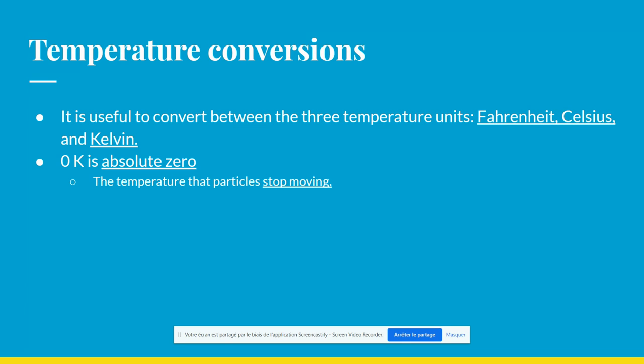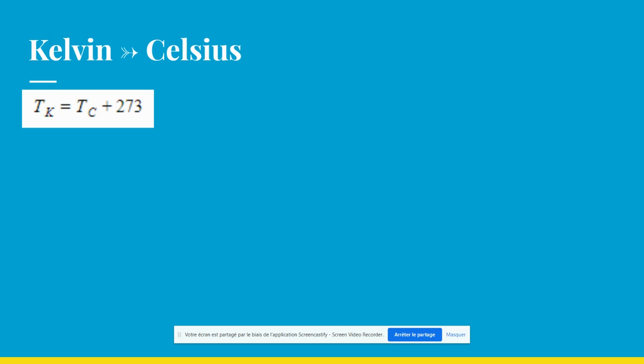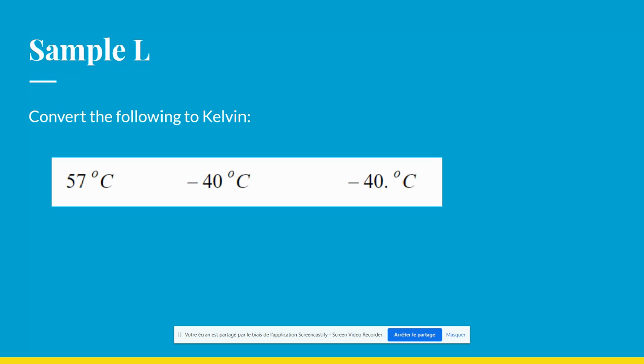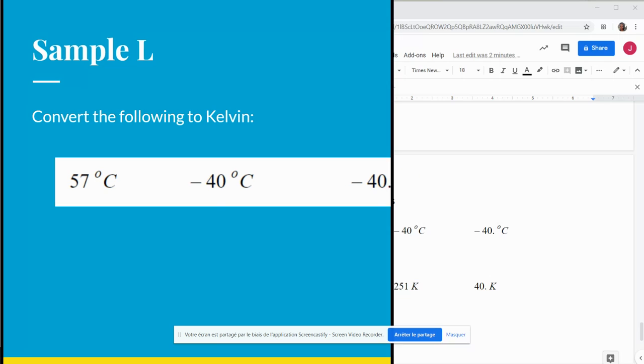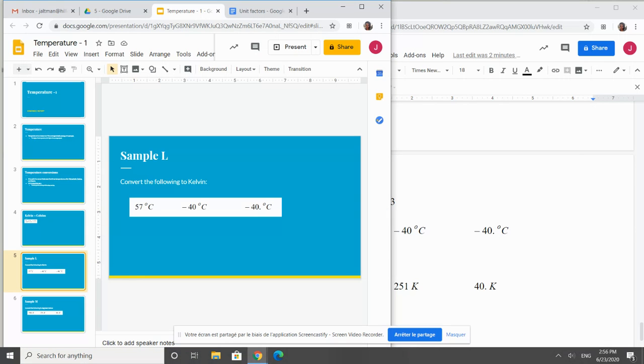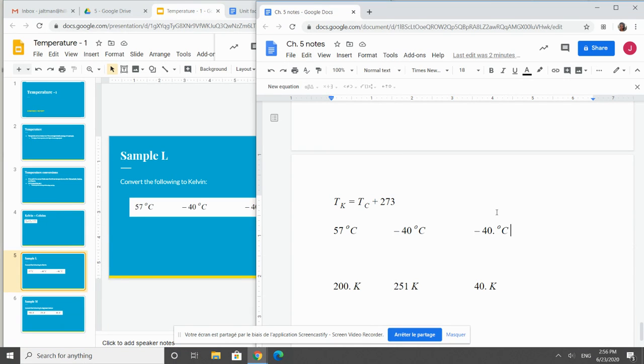All right, let's work through some problems. This is the base formula that we're going to be using for both of these types of unit conversions. Now let's take a look at this first type of problem. We have all of these in degrees Celsius, which means we plug them in for TC.